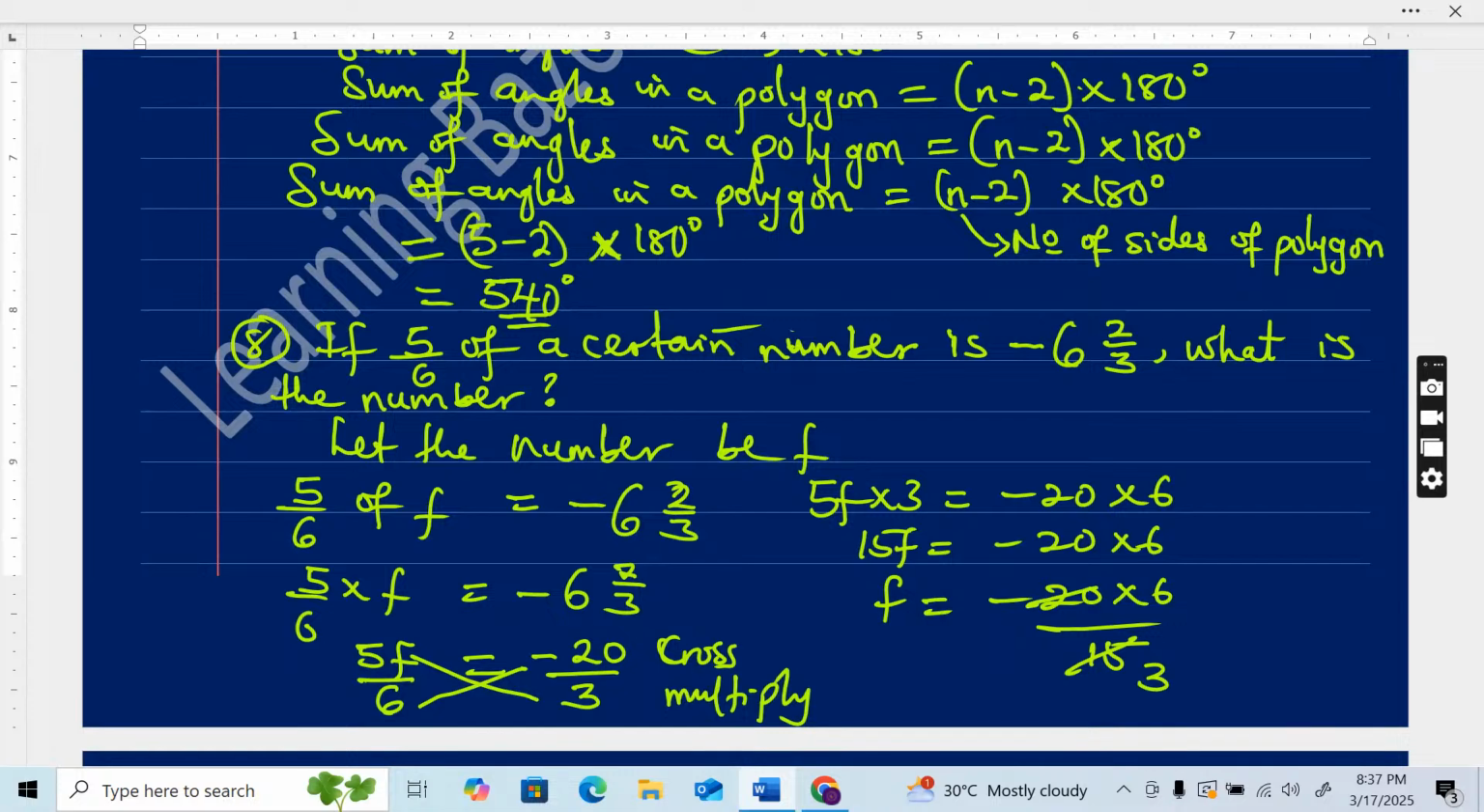Now let's divide. 5 goes into 15, that's 3. 5 goes into 20, that is 4. 3 can divide 6: 3 into 3 is 1, and 3 into 6 is 2. Minus 4 times 2 is equal to minus 8. So the certain number in this question is minus 8. So go ahead and write down these workings for number 8.